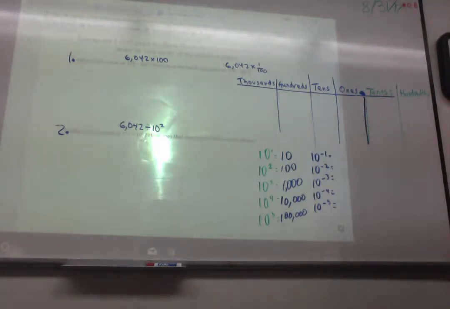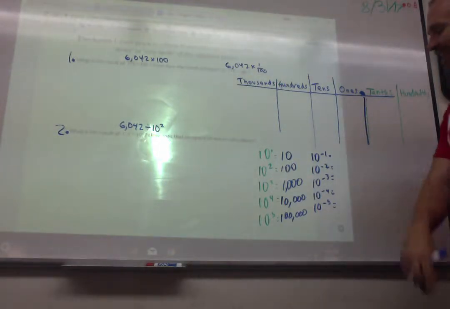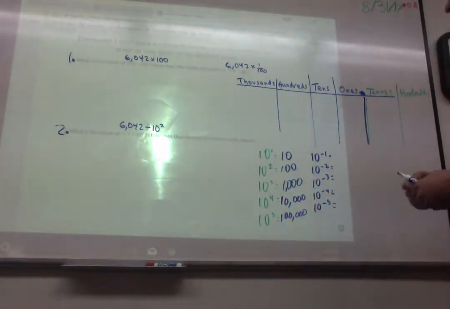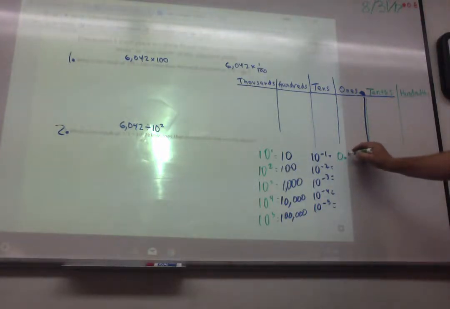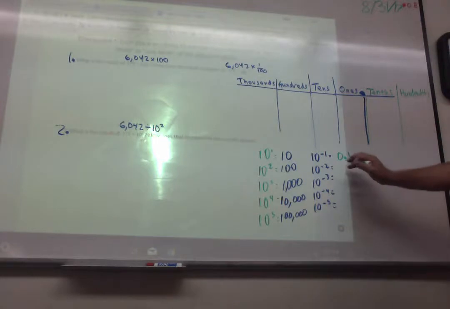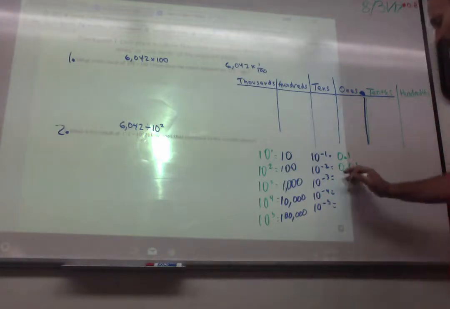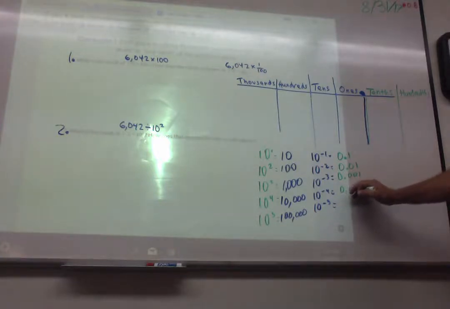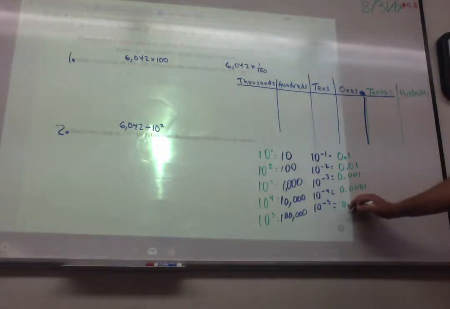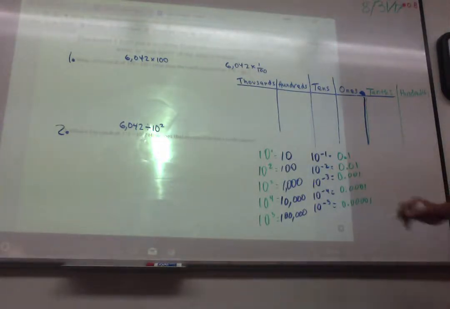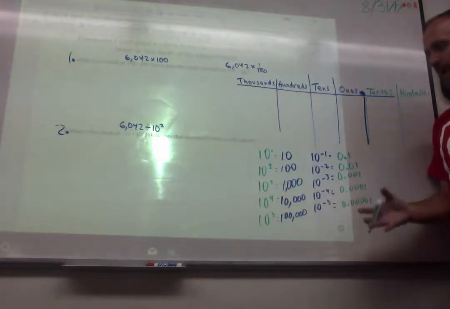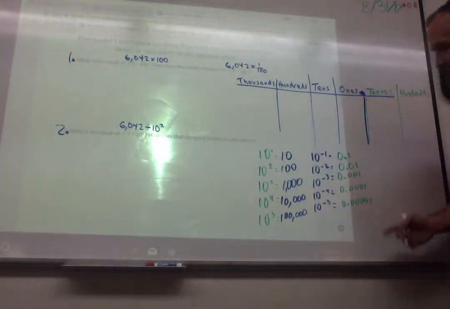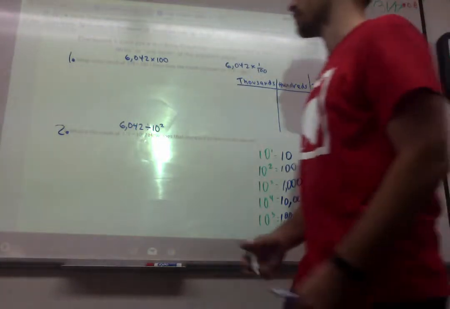Now, something a little new today. What is 10 to the negative 1 power? 10 to the negative 1 power is 1/10. 10 to the negative 2 power is 1/100. 10 to the negative 3 power is 1/1,000. 10 to the negative 4 power is 1/10,000. 10 to the negative 5 power is 1/100,000. I'm going to show you the what. I'm not going to show you the why today. Get it all in reference. It's going to help you right now.